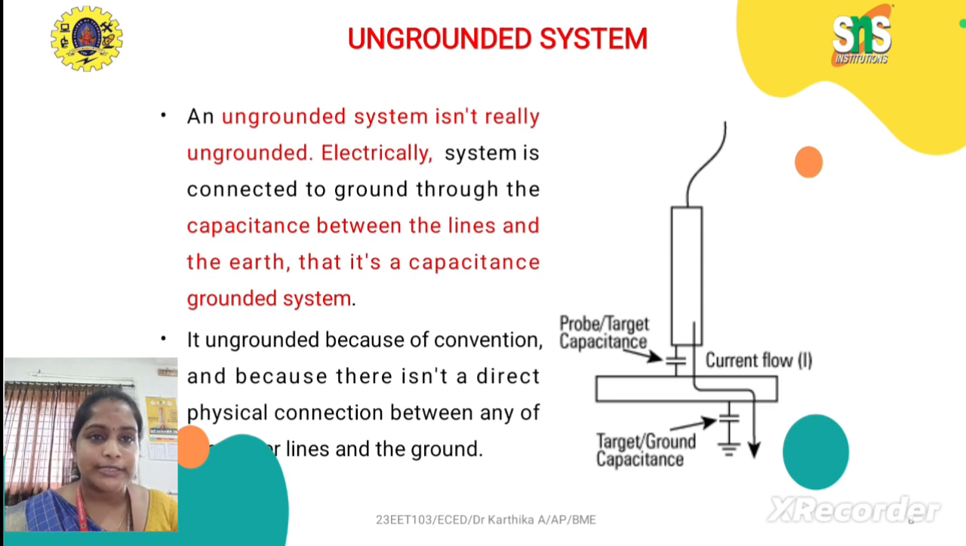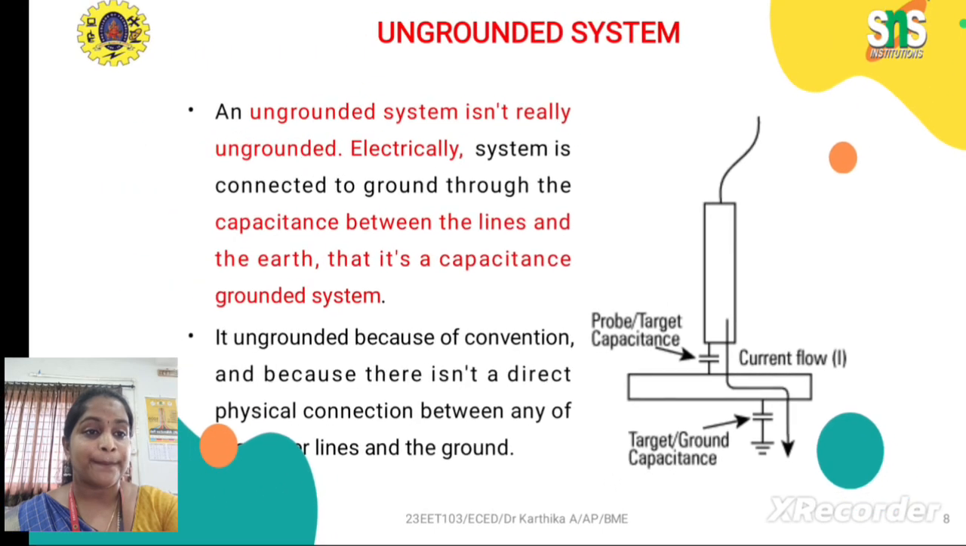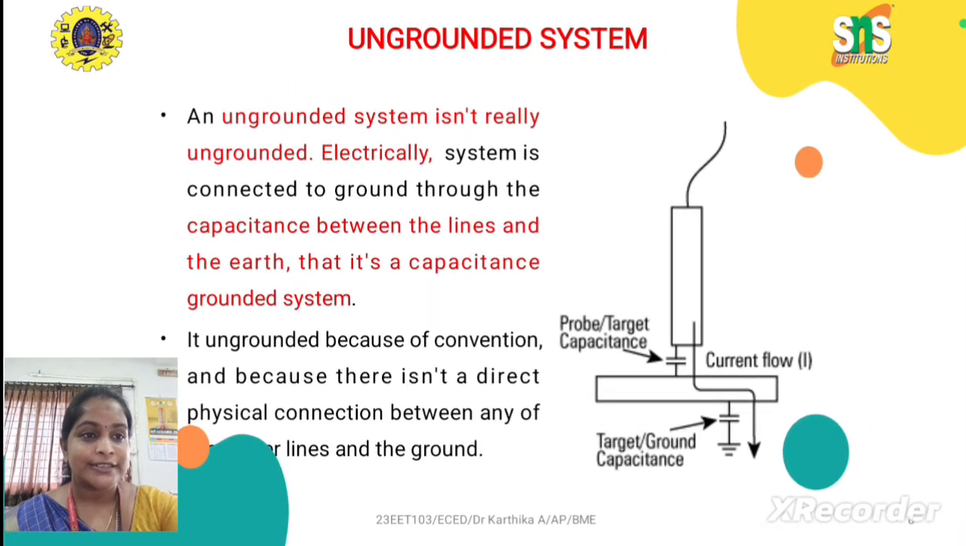In ungrounded systems, it is not really ungrounded. Electrically, the system is connected to ground through the capacitance between the lines and the earth, that is, a capacitance grounded system. Here in ungrounded systems, we don't have any direct physical connection between any of the lines and ground. See the diagram. Here we use capacitance which is connected with the ground, with no direct lines involved.